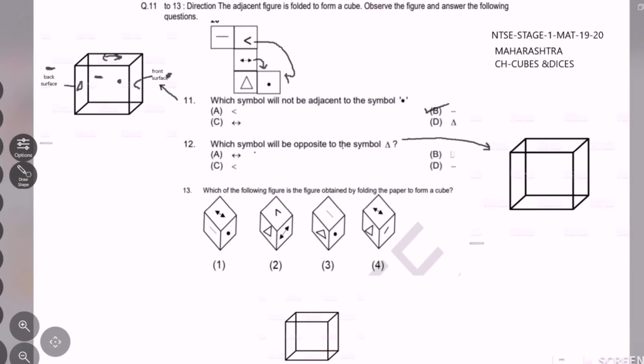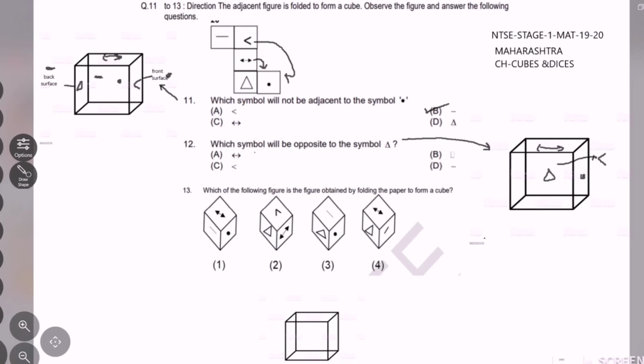Which symbol will be opposite to the symbol triangle? Let's look at this figure. We'll take the front surface as the triangle, and as you can see, this arrow sign and the full stop are adjacent to it. So let's take the top as the arrow sign, and here we'll take the full stop. And when we fold this, the lesser than sign will come opposite to the triangle. It will be on the back side.